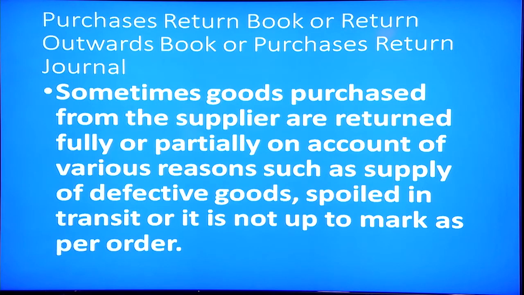Sometimes goods purchased from the supplier are returned either fully or partially. Why are we returning? Because it can be defective goods or it can get damaged due to transit or it is not up to the mark as per our order. That will be recorded, that is, purchased goods when returned, will be recorded in the purchases returns book. Another name of it is returns outward book or purchases return journal.